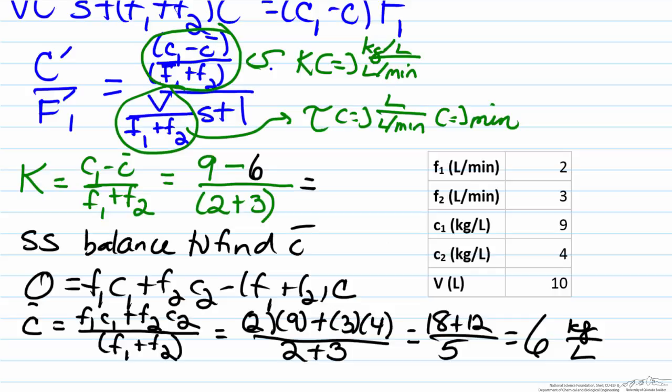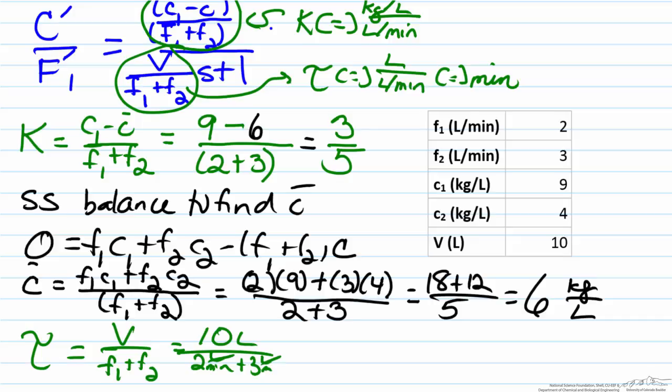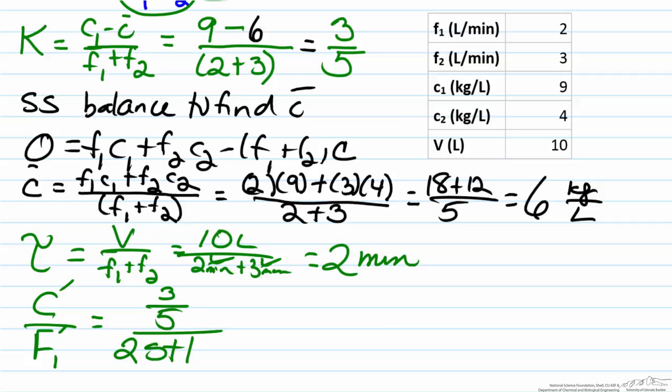So now we can solve for the gain as 3 over 5. And then for tau, we can solve for V over (F1 bar plus F2), and that will just be 2. So this means that our transfer function is C over F1 prime equals 3/5 divided by (2s plus 1). But the next thing we have to do is evaluate F1 prime in the Laplace domain.